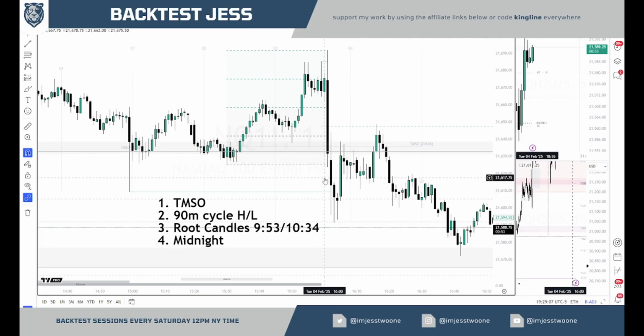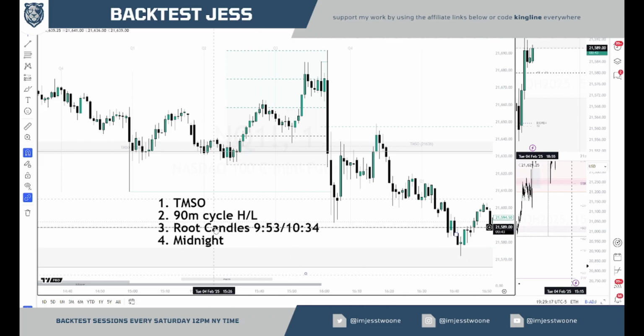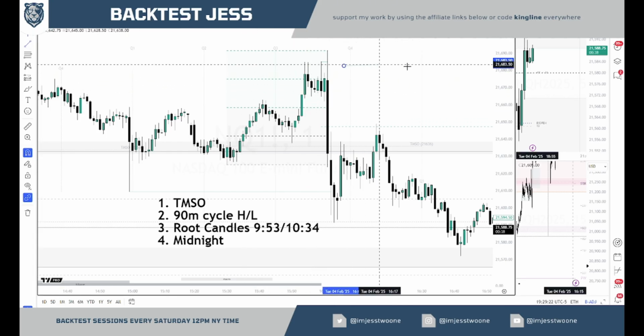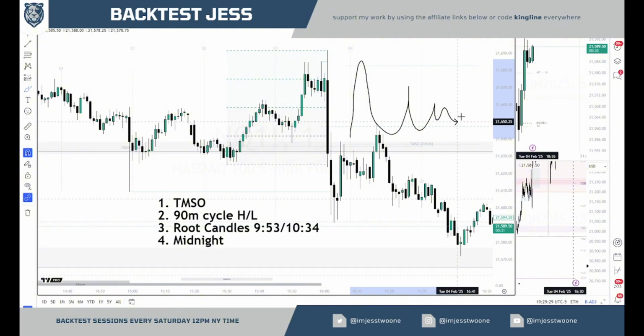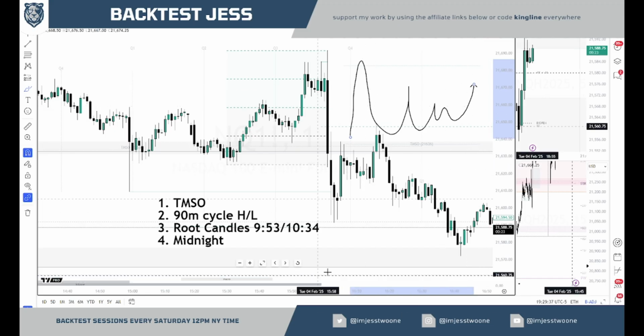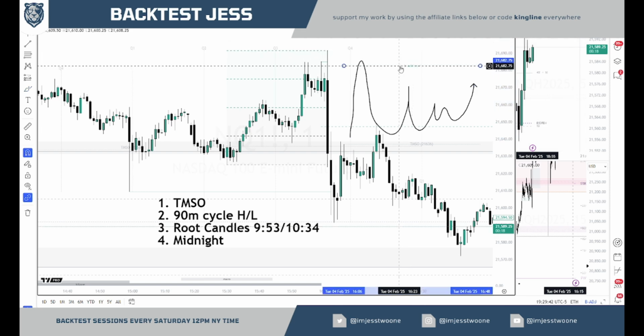Root candle, same thing. Above 953, 1034, we're in premium. Below 953, 1034, we're in discount. Now, of course, with this third option, I think we are going to have complications when 953 is up here and 1034 is down here, and we just happen to be trading in here. So I think this is going to be a problematic situation, or it's just going to be a situation where we take no trades. And then, of course, we have midnight, which above it, again, we're in premium. Below it, we're in discount.